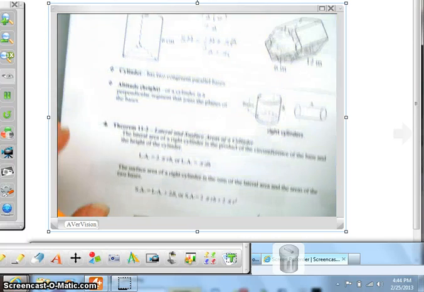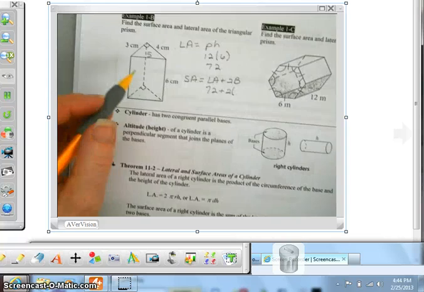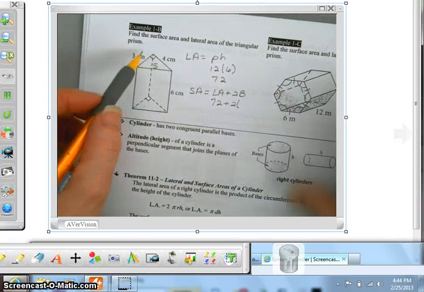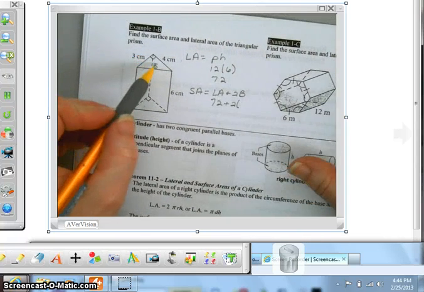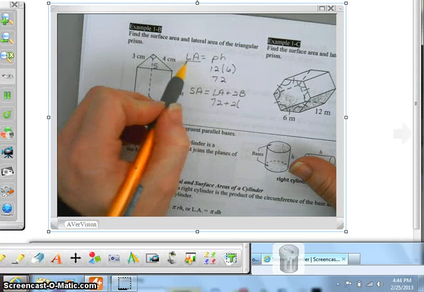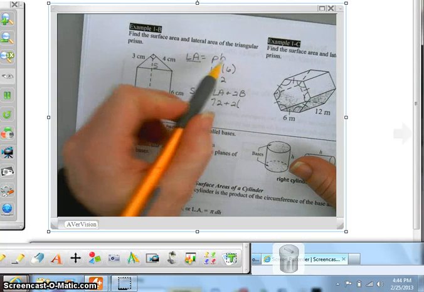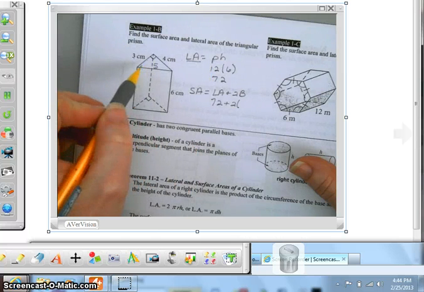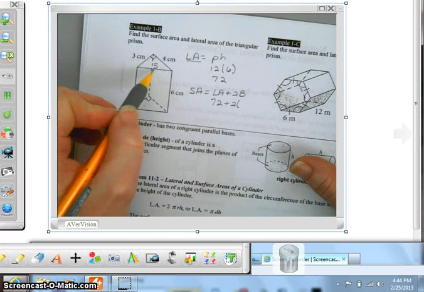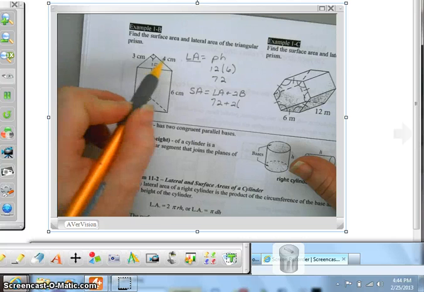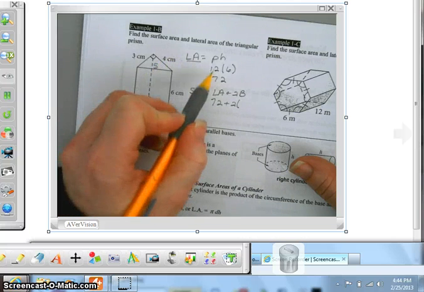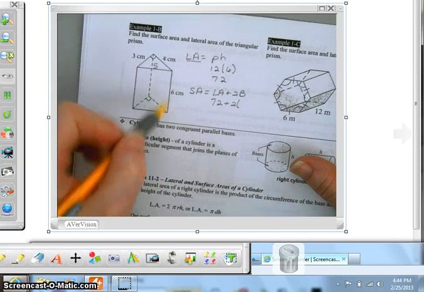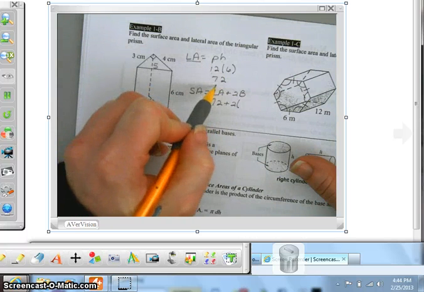Okay, let's find the surface area now of the triangular prism and the lateral area. Lateral area first. Your lateral area, again, is perimeter times your height. The perimeter of your base, 3, 4, and 5. Add those together. That's 8 plus 4 is 12, times the height of the prism, which is 6. So 12 times 6 is 72.